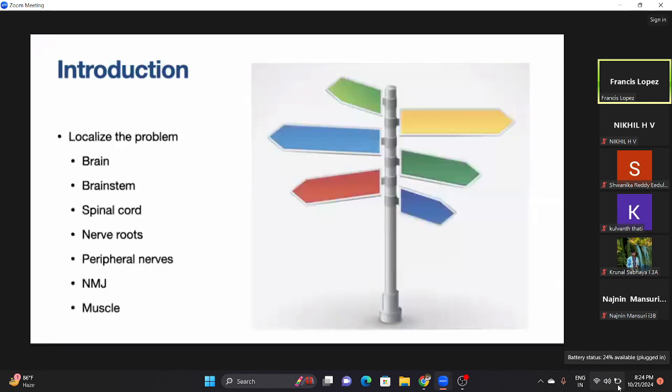And then the next one is we try to localize the problem. Where is the problem of the patient? Is it in the brainstem, the spinal cord, the nerve roots, the peripheral nerves? We stop there, because this is numbness. If this is weakness, then it will also already involve the neuromuscular junction and the muscles. So until the peripheral nerves now.